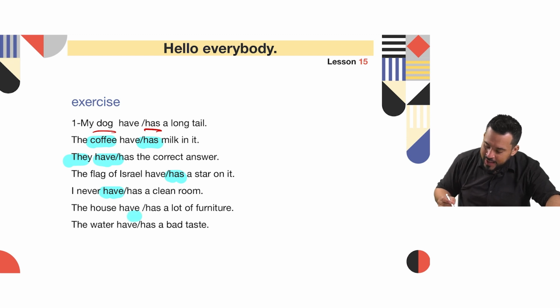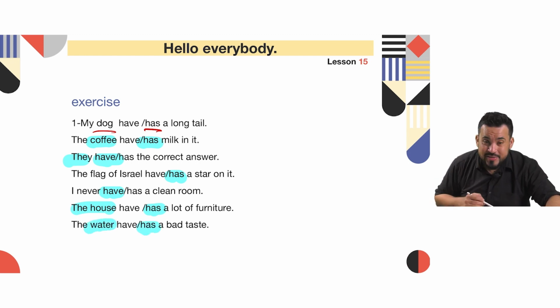The house have or has a lot of furniture? The house has a lot of furniture because it's one house. The water have or the water has a bad taste? The water has, because water is uncountable, so it's treated like a singular.